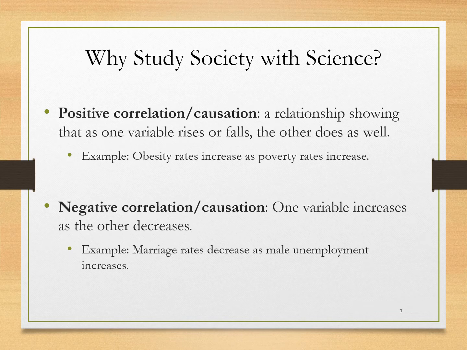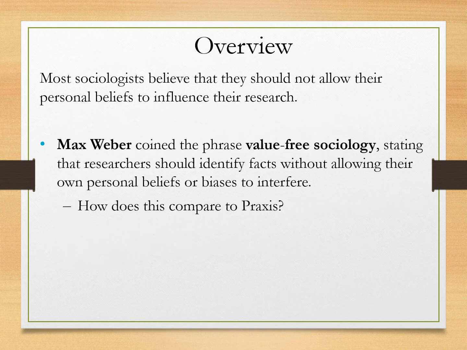In terms of a negative correlation, that is when one variable increases, the other variable decreases. So as marriage rates decrease, male unemployment rates increase. I could go into great detail explaining those hypotheses, but the main point there is that with positive correlation, phenomena increase at the same time, while with negative correlation, one increases as the other decreases.